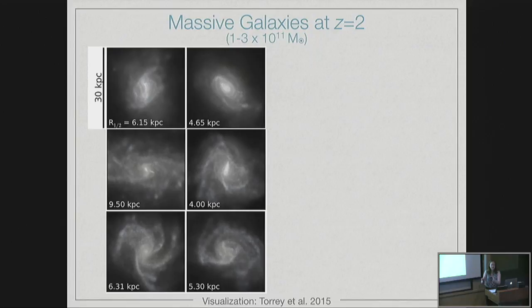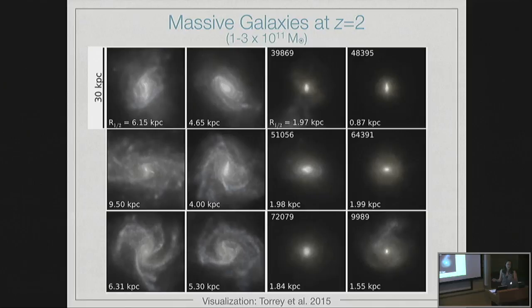Now, in addition to these nice star-forming disks, there are also galaxies like this. These galaxies have the same amount of stellar mass as the galaxies on the left, but pack all of that stellar mass into a much smaller volume of space. You can see they all have half-mass radii of 2 kpc or below. And these are the galaxies that I'm interested in. These are these compact elliptical galaxies.